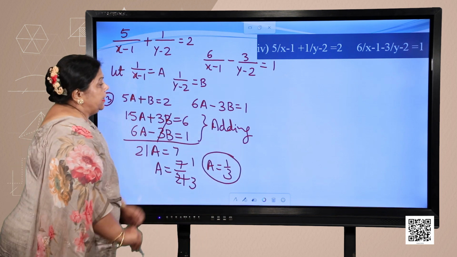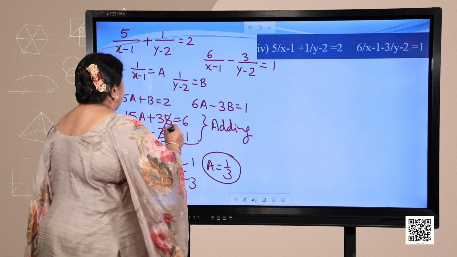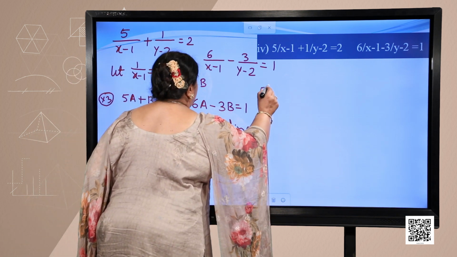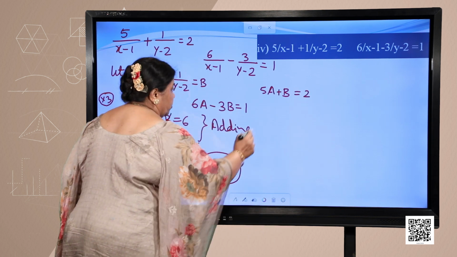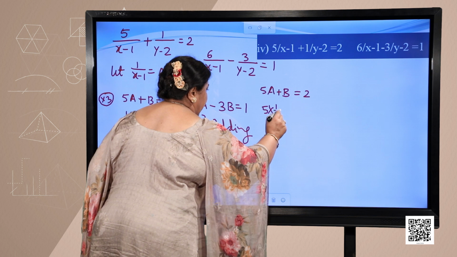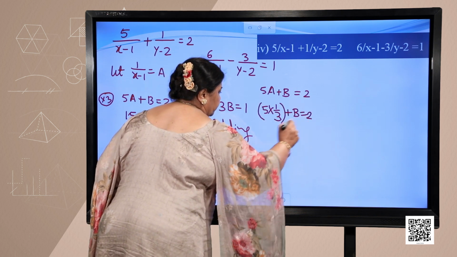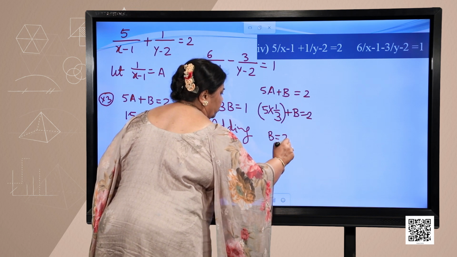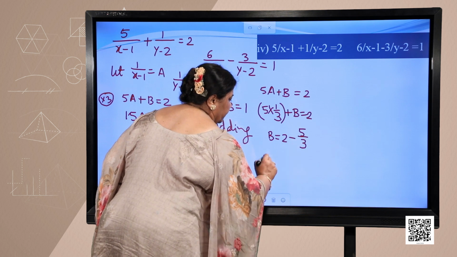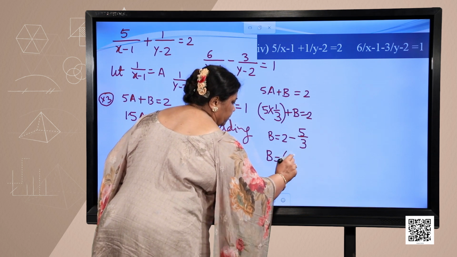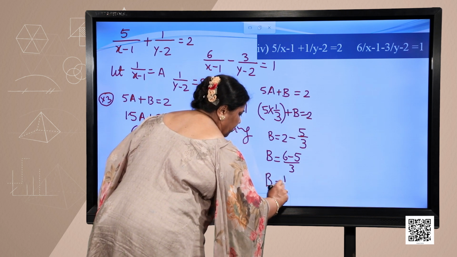Let us keep this. Now, let us substitute the value of a in any of the equations. For me, the simpler equation is 5a plus b is equal to 2. So, if I substitute the value of a as 1 upon 3, 5 upon 3 plus b is equal to 2, b is equal to 2 minus 5 upon 3. So, I get value of b as 1 upon 3.